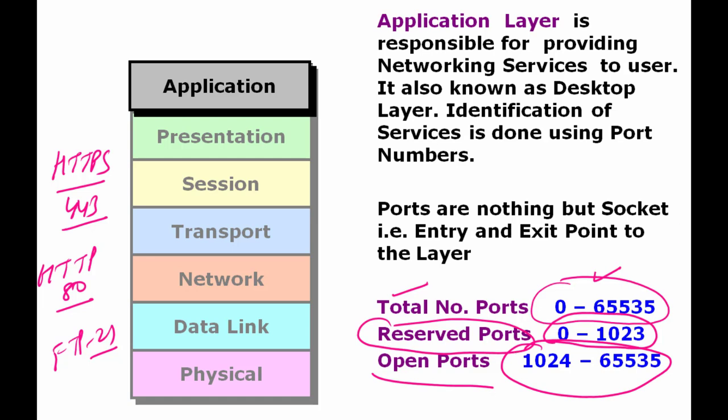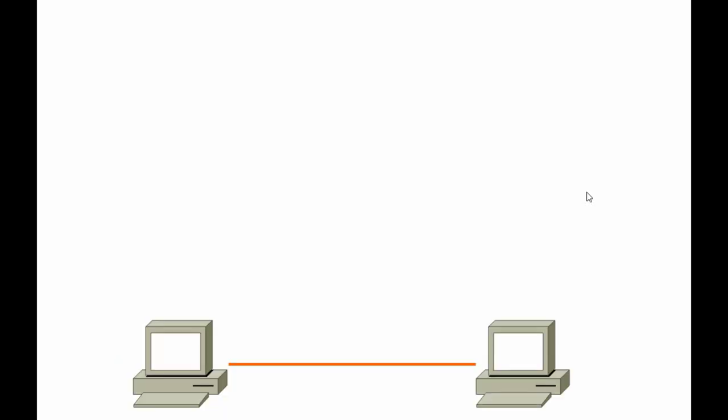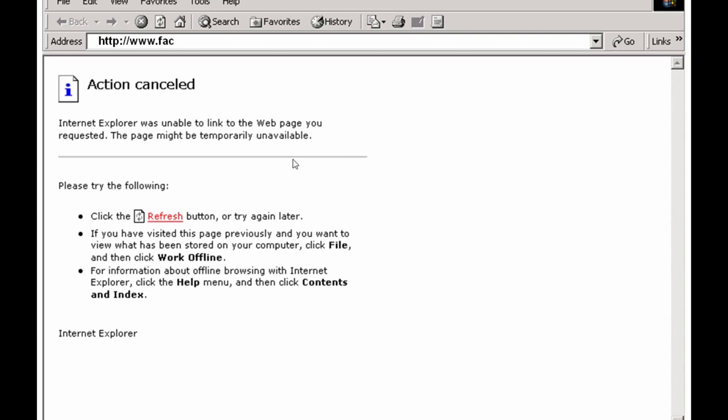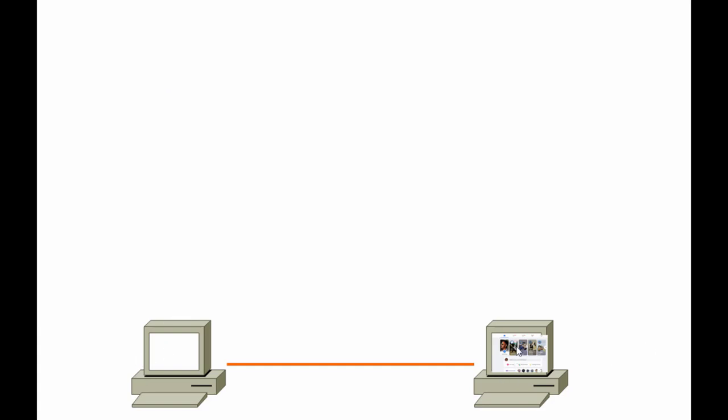Now let's check some examples of the application layer. For example, I am a client and I want to access a web server. Say I want to access Facebook. I need to use a browser like Chrome, Internet Explorer or Firefox, and I will type www.domainname.com. I'm taking Facebook as an example. Facebook is a domain name and the client wants to access the web server with facebook.com. So the client sends a request to the web server.